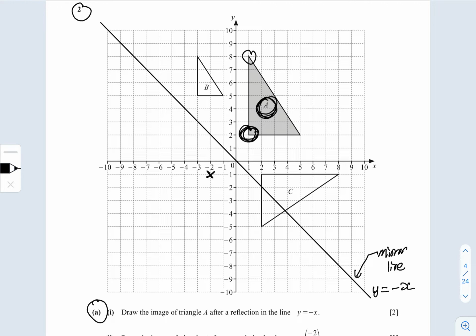And to look at these coordinates, it will be the same. So the coordinates for this point is 1, 8. And because of this mirror line, it becomes -8, -1. For this final point here, the final point is 5, 2. And because of the mirror line, it becomes -2, -5. So by drawing your triangle, you now have the image of A after the reflection in the line y equals -x.